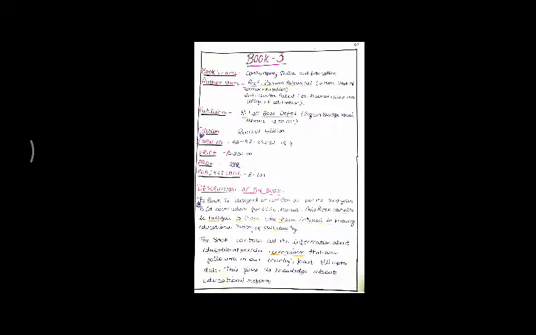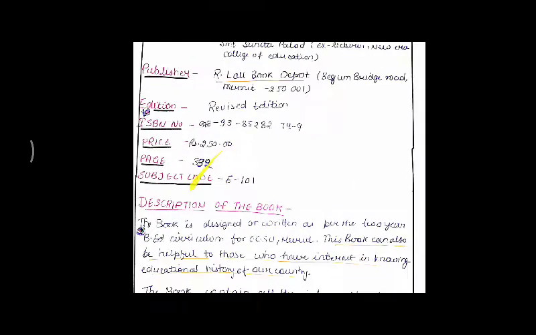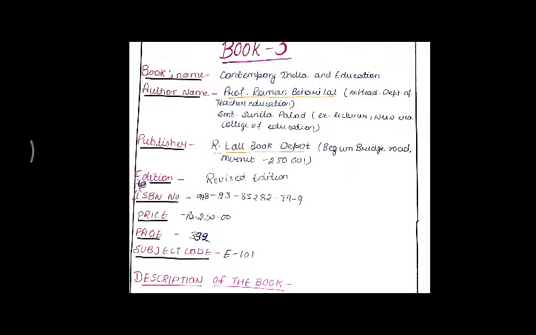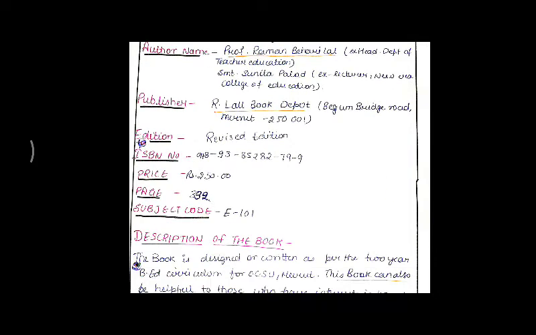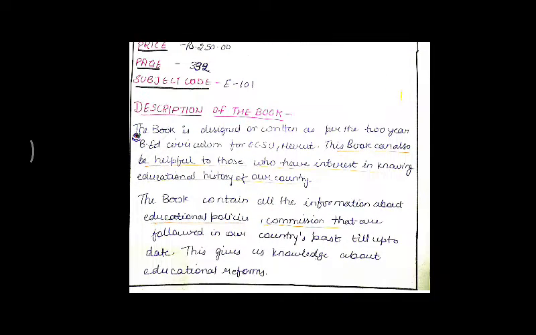Next, the third book is Contemporary India and Education, by Professor Ram Bihari Lal and Sunita Palod. This is book number 3. So you can see here all the details, and I am not repeating the same thing, but you have to look further to get an overview of how a book review is written.